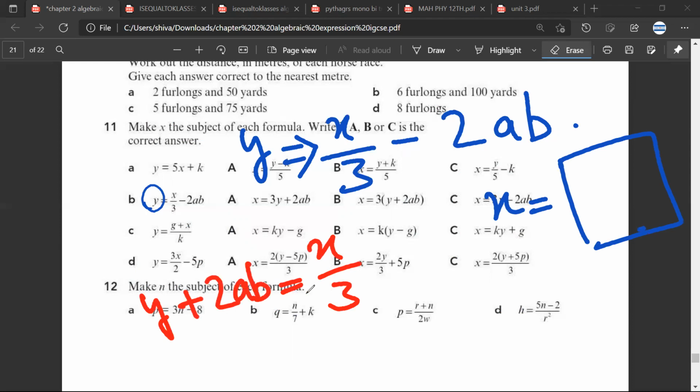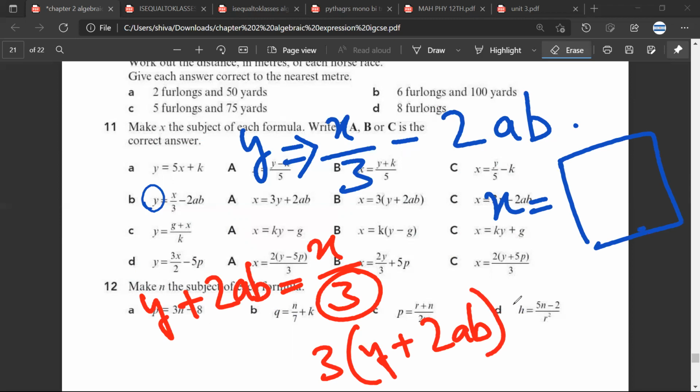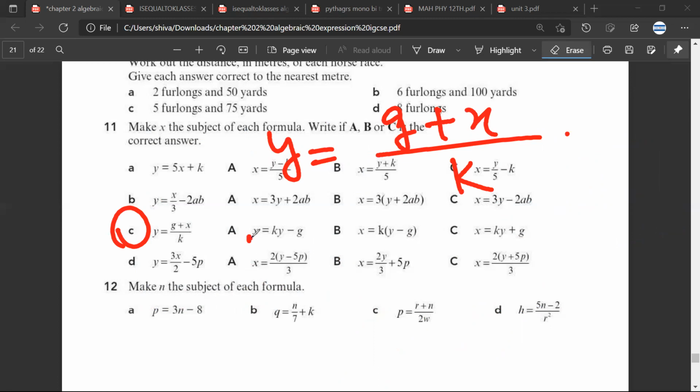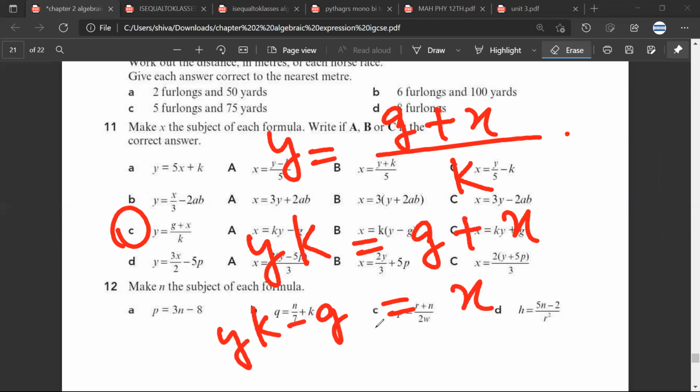Arman, have you understood? Yes, sir. Now this 3 should be multiplied by the right hand side of the equation. So my answer would be x is equal to 3 into y plus 2ab. Mr. Aryaman, have you understood? Yes. So y plus 2ab, this b would be the right answer. Again, y is equal to g plus x upon k. So yk is equal to g plus x. Yes, sir. x would be yk minus g. Therefore, x is equal to yk minus g. So my answer would be A.